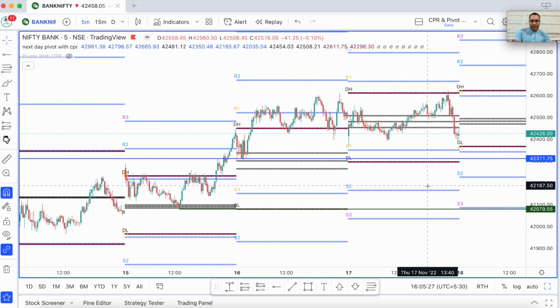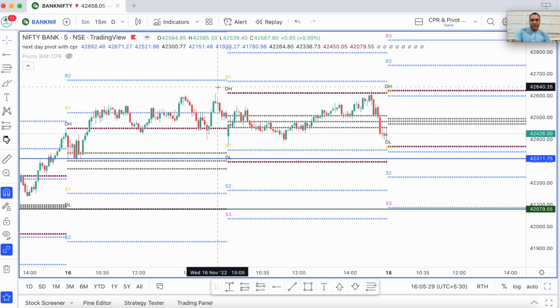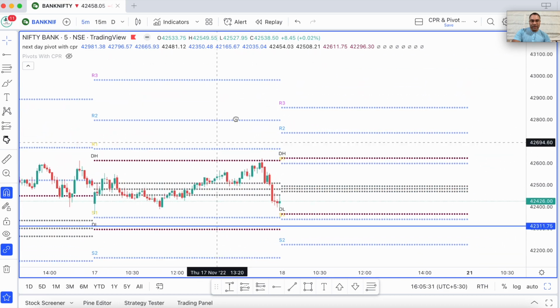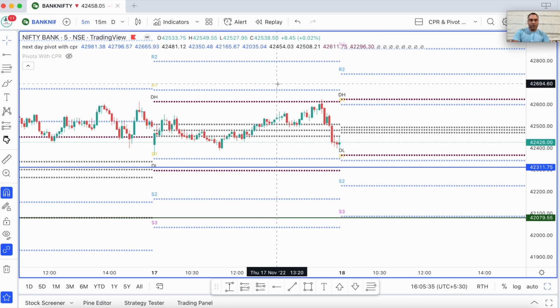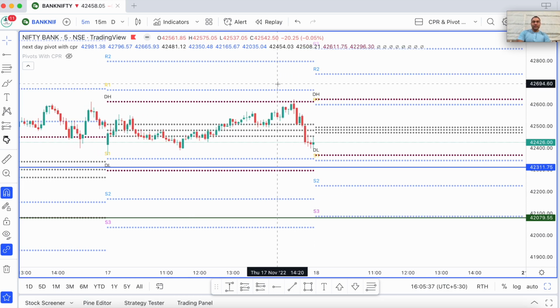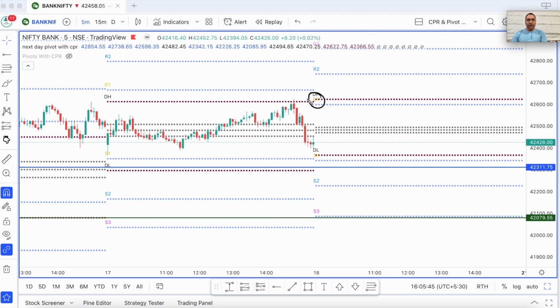And what else do we have? Is there any other important level we need to mark? I don't see another important level as of now. We have a narrow CPR tomorrow as well because we have seen price move in a very particular area today, and so we have a very narrow CPR. But you know what, I would suggest not to open any new positions above till price breaks this PDH and till price breaks this PDL.